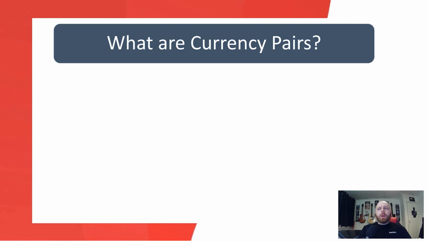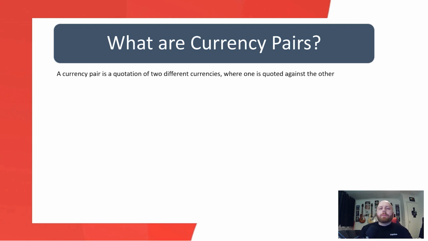So let's talk about what currency pairs are, because these are the things that you're going to be trading with in Forex. Now, a currency pair is a quotation of two different currencies where one is quoted against the other. It consists of what we call a base currency, and it's against what we call a quote currency. For example, GBP USD. That stands for Great British Pound versus the US dollar. And at the time of making this slide, the GBP versus USD was 1.22515.